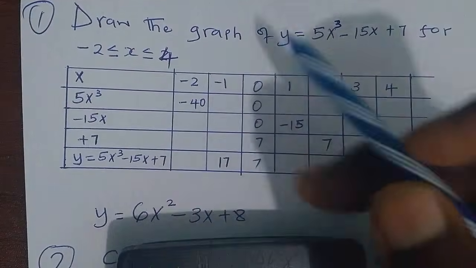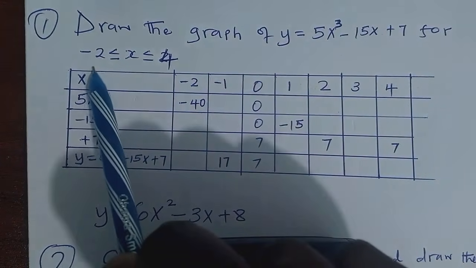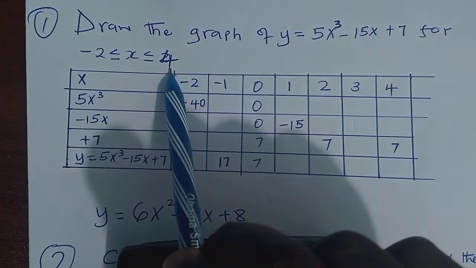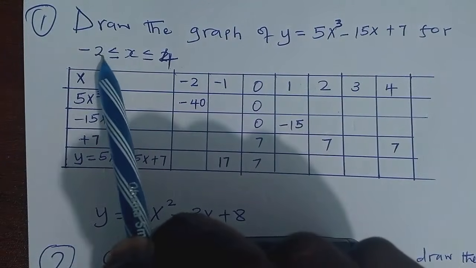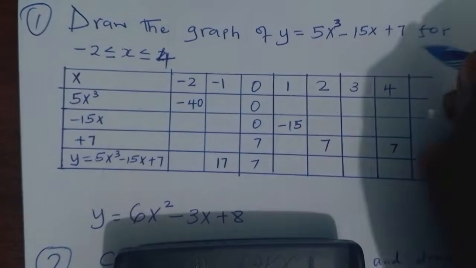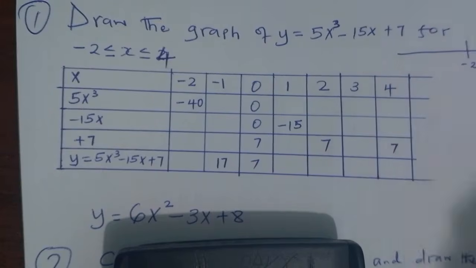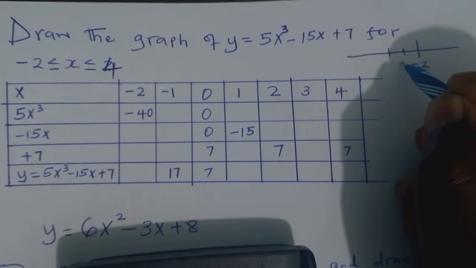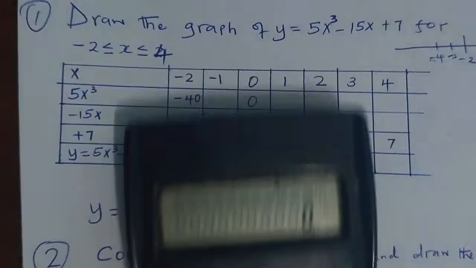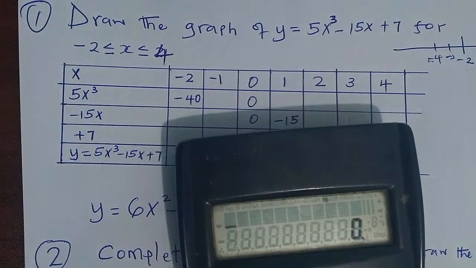You need to look at the interval that you have been given. Our interval starts at -2 and ends at +4. So for the calculator, you need to go 2 steps backwards. For example, on the number line, -2 is here. Therefore, you need to start at -4. So we start at the left of the range where we are starting.